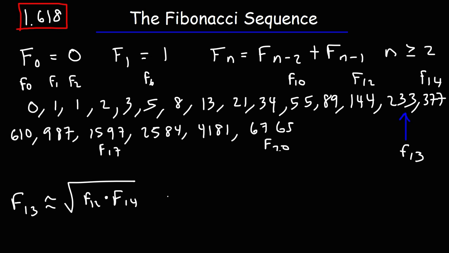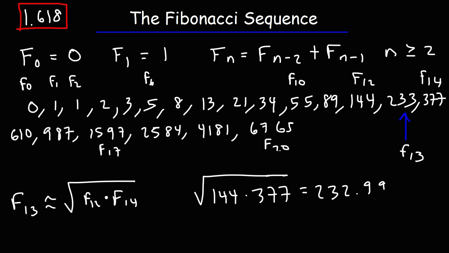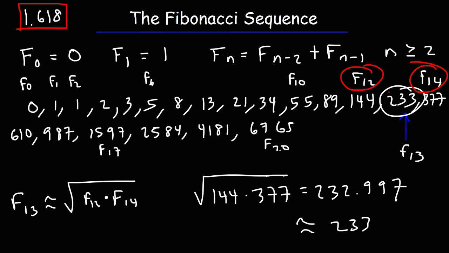So if you were to take the square root of 144, multiplied by the square root of 377, this will give you 232.997, which is approximately 233, the middle number. So when n is large, the middle number approximates the geometric mean of the previous term and the successive term.